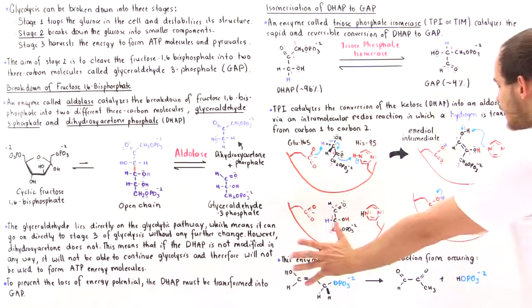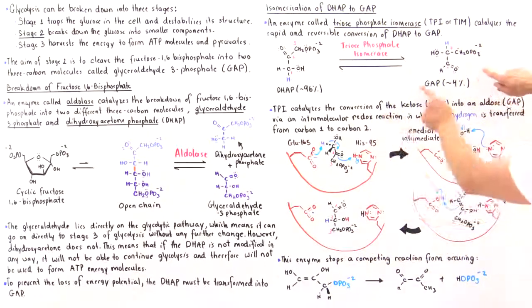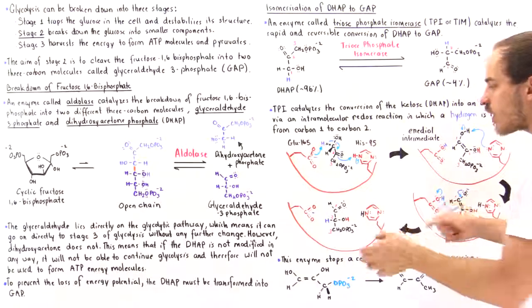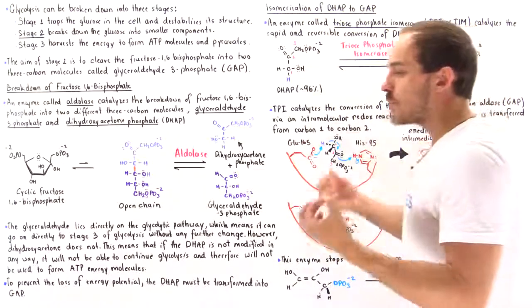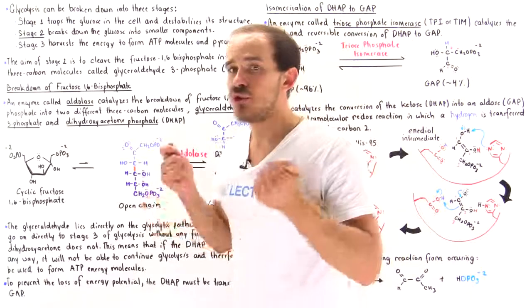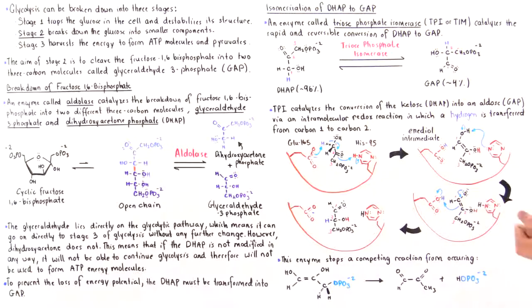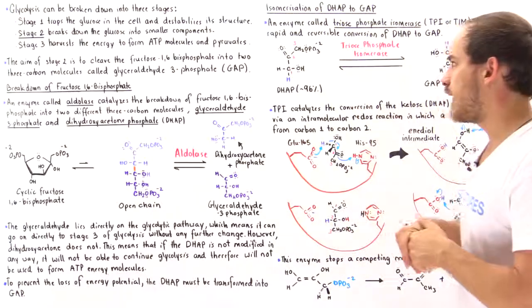And so in the final step, we basically form this molecule, the aldose, GAP, and we also reform these two catalytic residues of the enzyme, because remember, enzymes are never actually used up at the end. They have to be regenerated. And so ultimately, this is the process by which this catalysis reaction actually takes place.